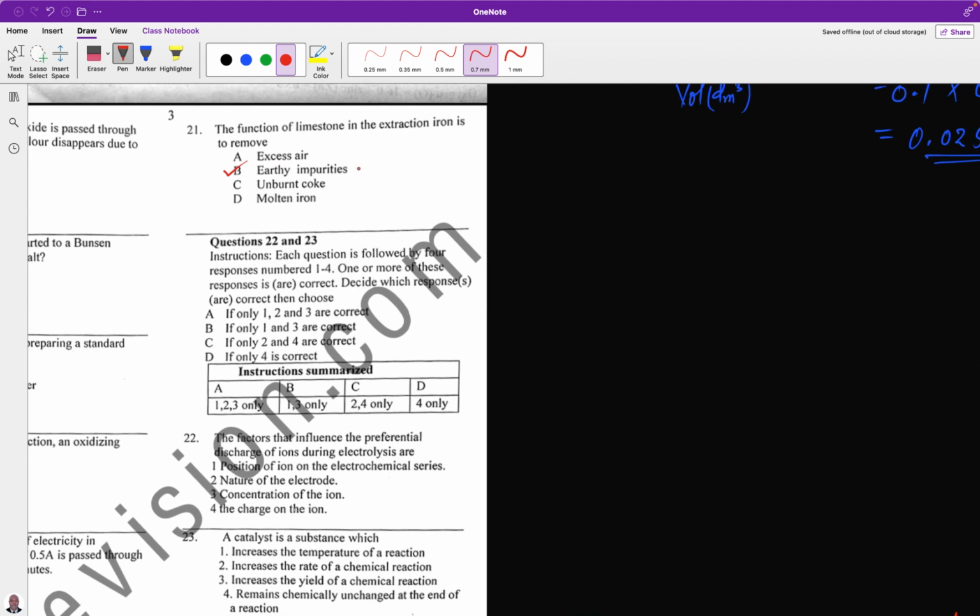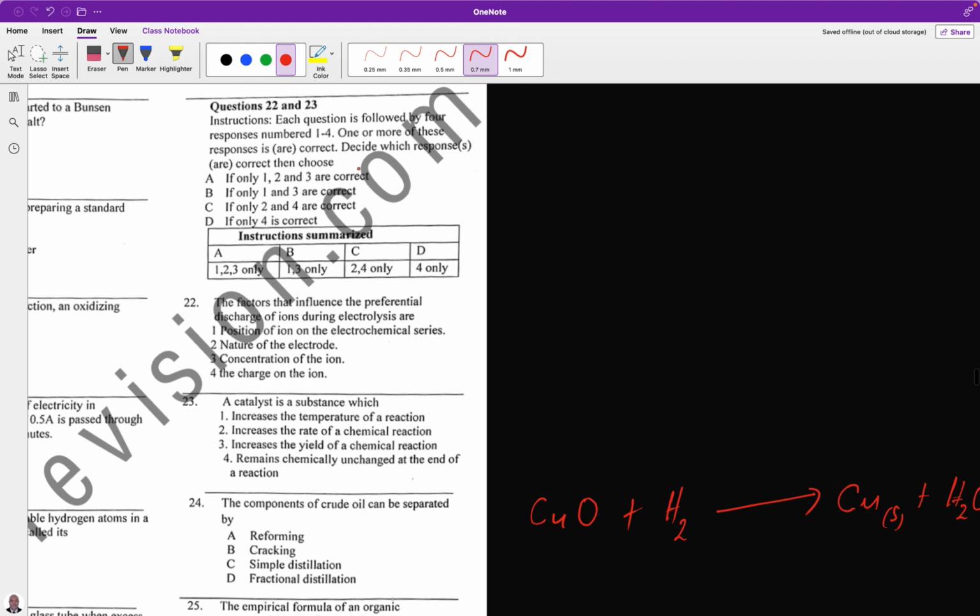Question number 22 to 23. Instructions. Each question is followed by 4 responses numbered 1 to 4. One or more of these responses is or are correct. Decide which response or responses are correct, then choose: A, if only 1, 2, and 3 are correct. B, if only 1 and 3 are correct. C, if only 2 and 4 are correct. D, if only 4 is correct.